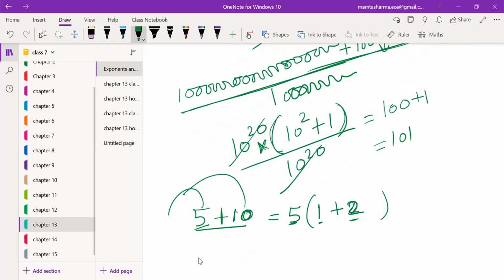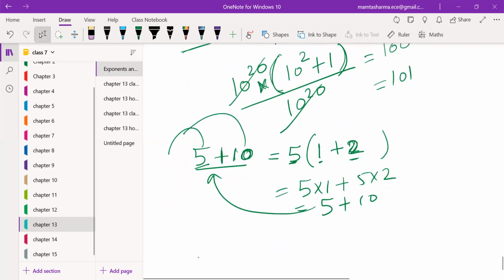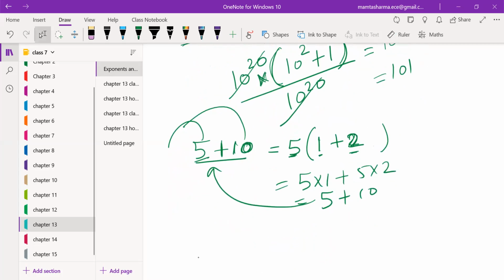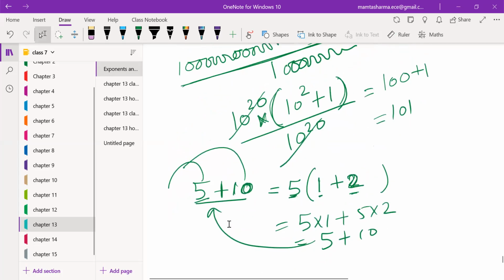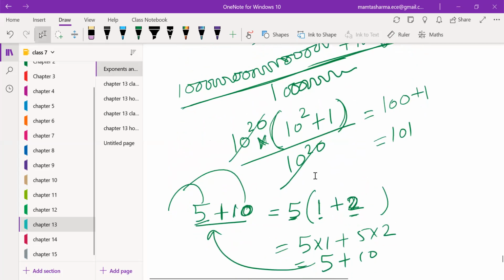Distributive law. Do you know distributive law? Yes, ma'am. When you solve this again, you will get the same thing: 5 into 1 plus 5 into 2, which is 5 plus 10. You will get the same thing. So Ritvik, after some time take some rest and after that try to solve it again. You will get it. Okay, ma'am.